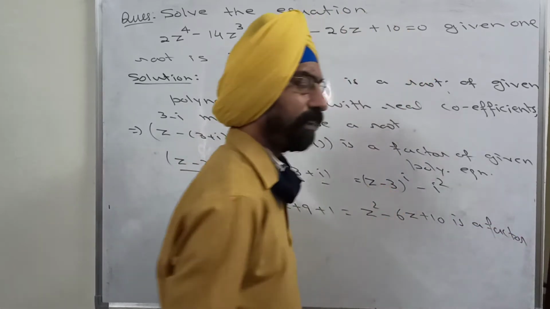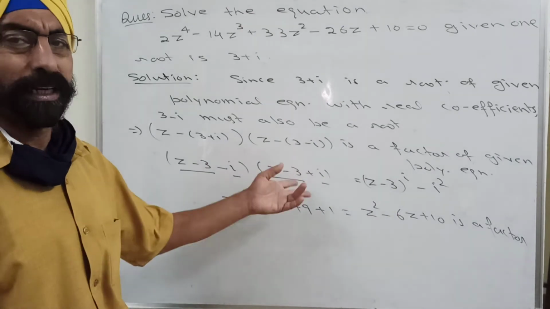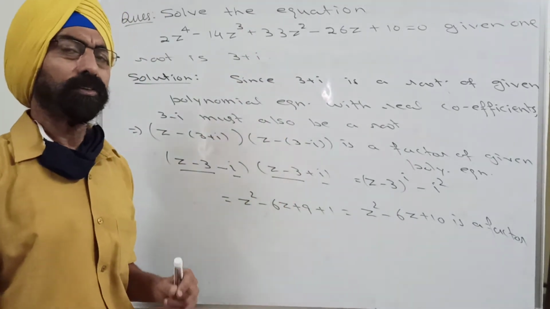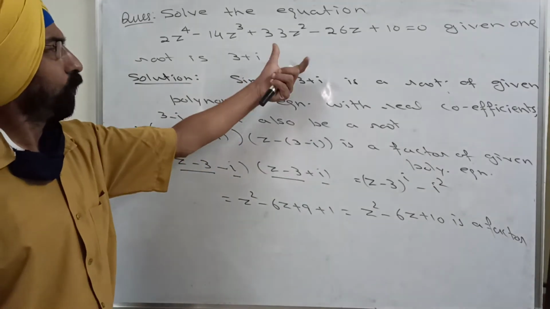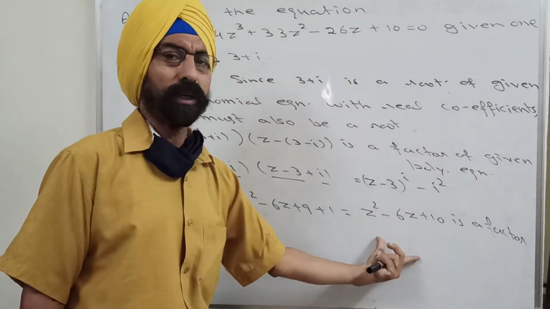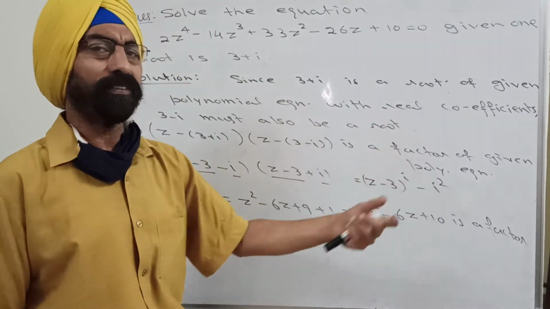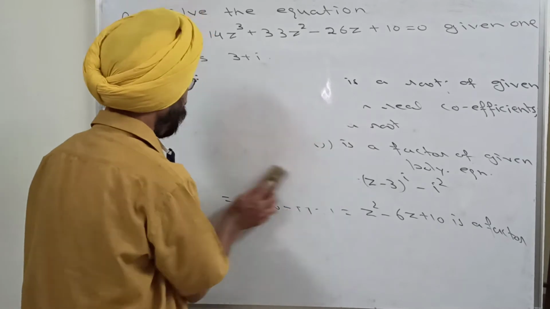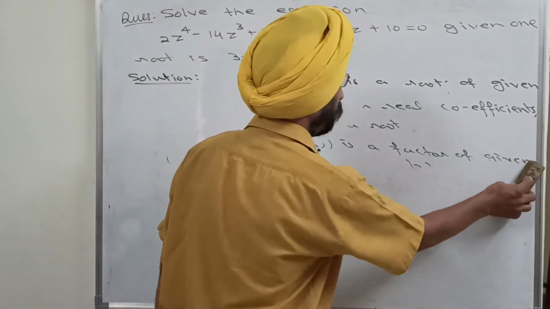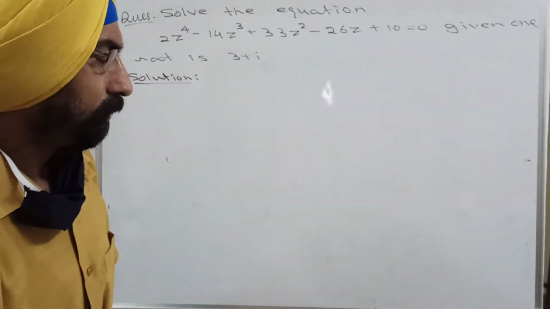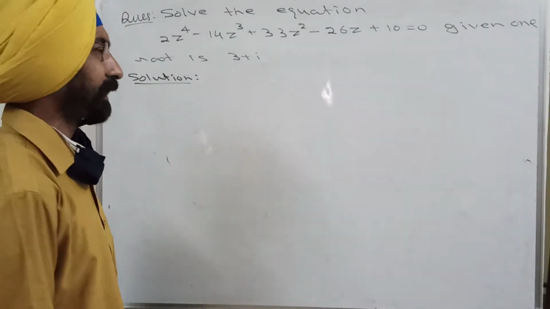So one factor we have successfully obtained for the given polynomial equation. For the other factor, what are we to do? We are to divide the left hand side of this polynomial equation by the factor z square minus 6z plus 10, and we will find the other factor. So now we are going to divide the left hand side of the given polynomial equation, where the right hand side is 0, by the factor z square minus 6z plus 10.